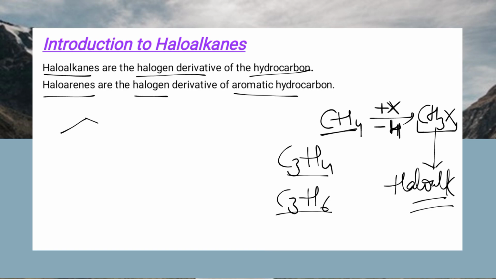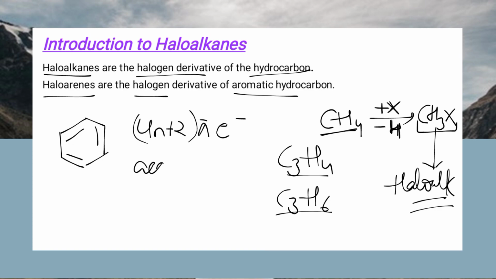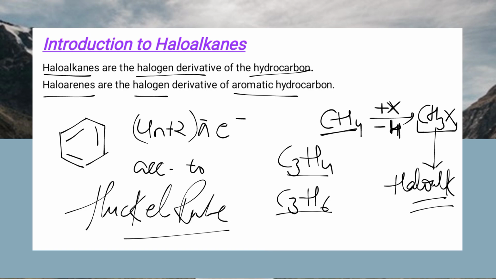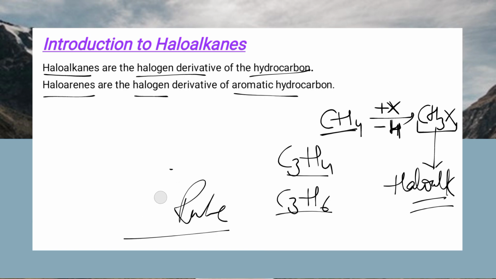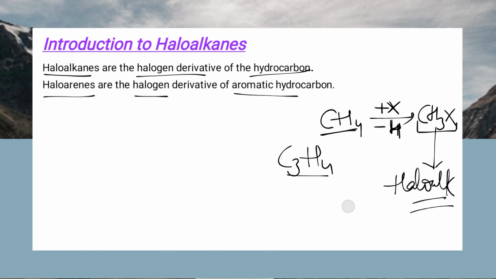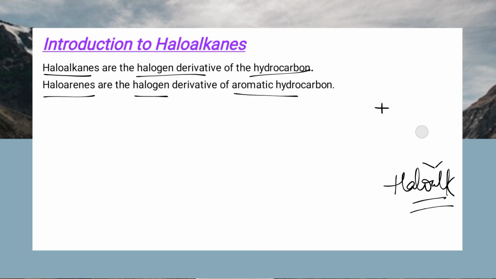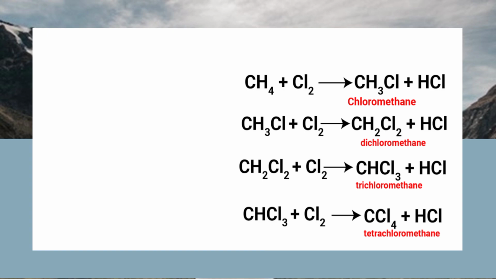Those compounds which have 4n plus 2 pi electrons according to Huckel's rule are known as aromatic hydrocarbons.